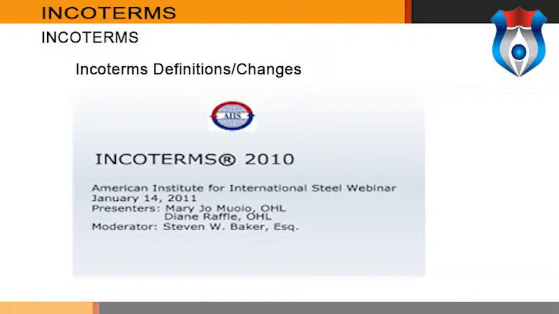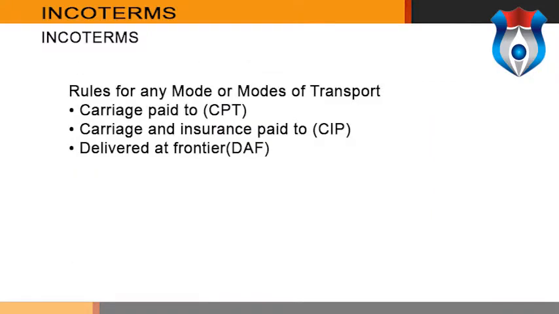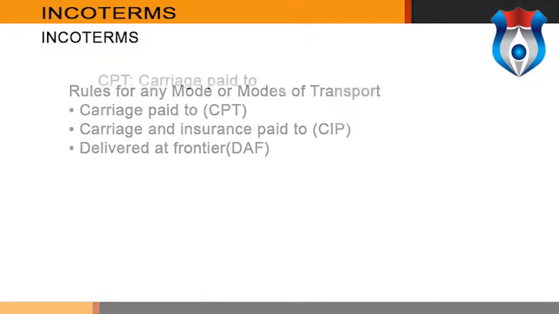The result of this dialogue is Incoterms 2000, a version which, when compared with Incoterms 1990, may appear to have effected few changes. Rules for any mode or modes of transport: carriage paid to CPT, carriage and insurance paid to CIP, delivered at frontier DAF.